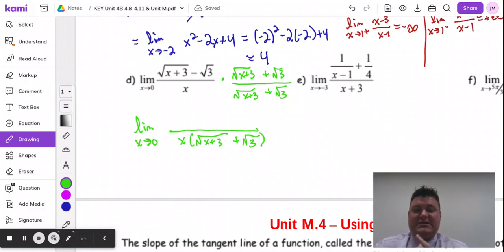Okay, so that's the bottom. I didn't do anything. I just rewrote it with the x in front. But the top nicely, because it's the conjugate, the square roots are going to cancel out. I'm going to get x plus 3 minus 3.